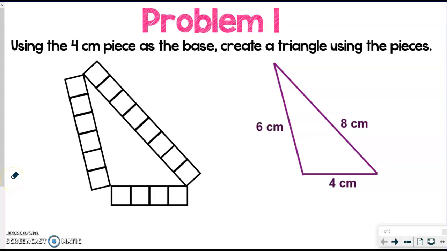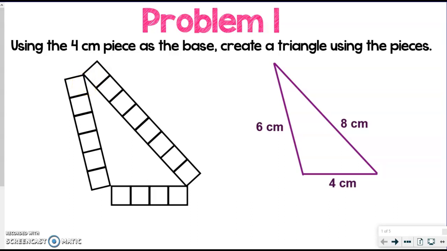Okay, let's talk about these triangles under constraints. What that word means is that they're giving us specific side lengths of how to create these triangles. And we're going to try and figure out whether these side lengths are going to make a triangle or not make a triangle. So let's look at our first example.